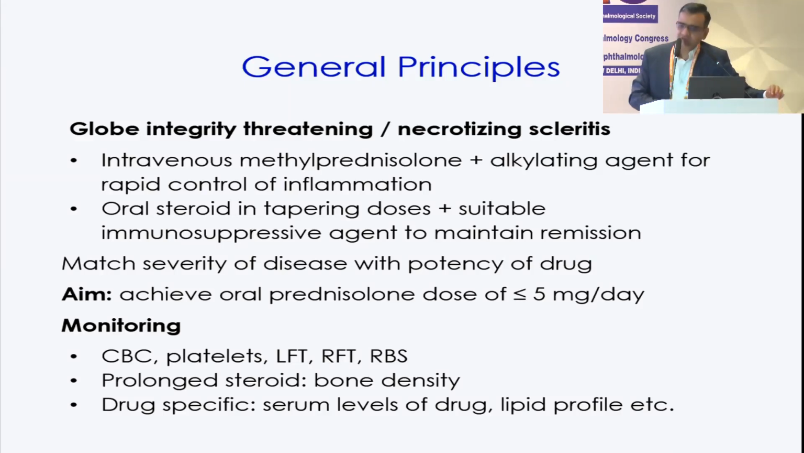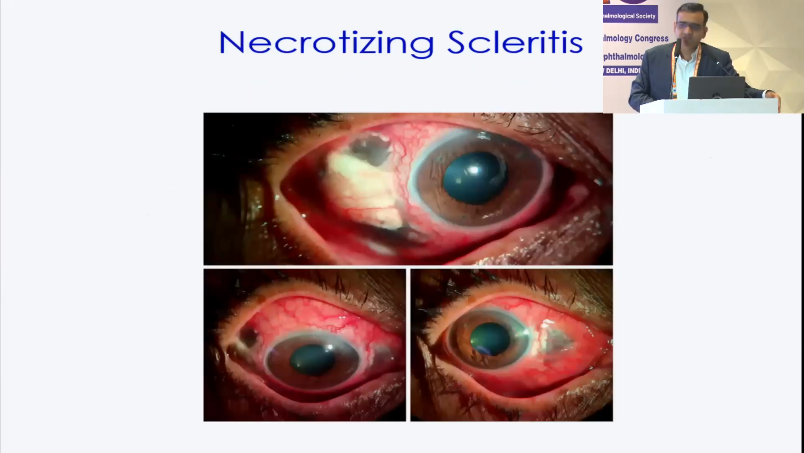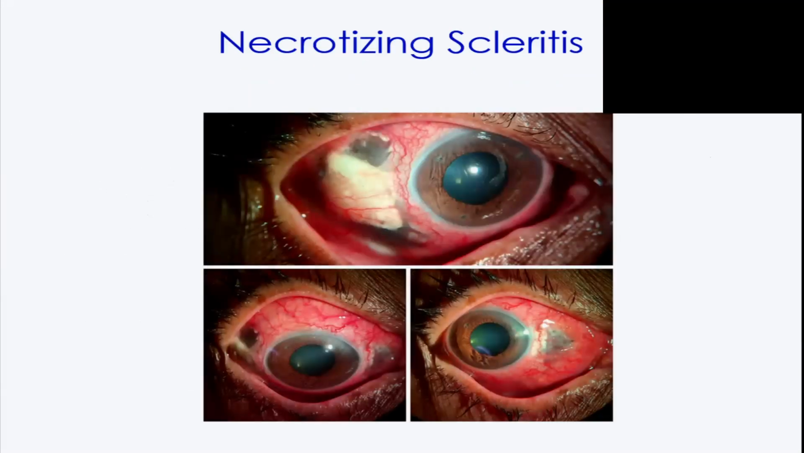Drug-specific serum levels are needed, as Dr. Syed was alluding to, for T-cell inhibitors, cyclosporin and tacrolimus, but this is only when you use them in very high doses, the doses typically used to prevent organ transplant rejection. For the doses that we need in the eye, there is some literature to suggest that you need not monitor the serum levels.